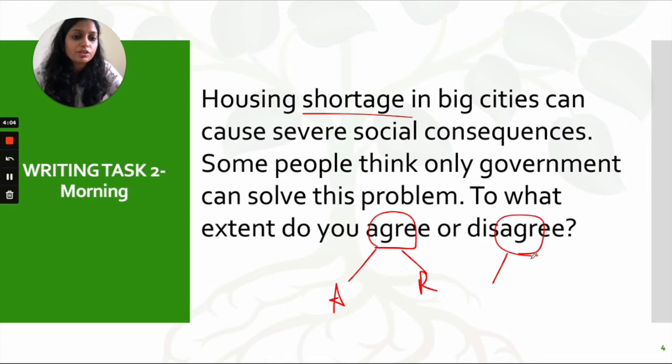Now, when you say you disagree that the government can solve this problem, you can say that big corporations or real estate developers can pitch in and try to redevelop new areas so that there is more housing for people to live, or just rearrange or redevelop certain properties so that more houses and more people can be accommodated. So real estate developers can pitch in.